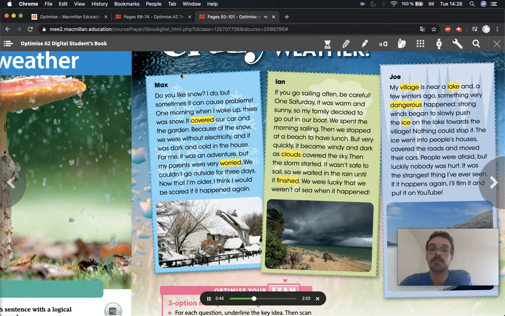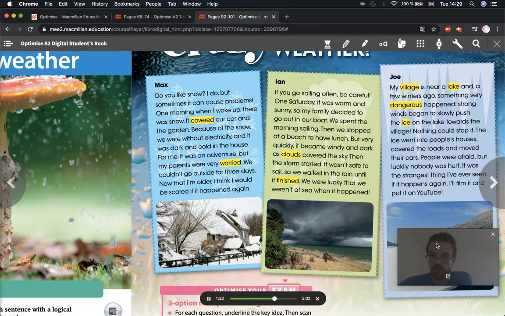Ian, if you go sailing often, be careful. One Saturday, it was warm and sunny, so my family decided to go out in our boat. We spent the morning sailing. Then we stopped at a beach to have lunch. But very quickly, it became windy and dark as clouds covered the sky. Then the storm started. It wasn't safe to sail, so we waited in the rain until it finished. We were lucky that we weren't at sea when it happened.